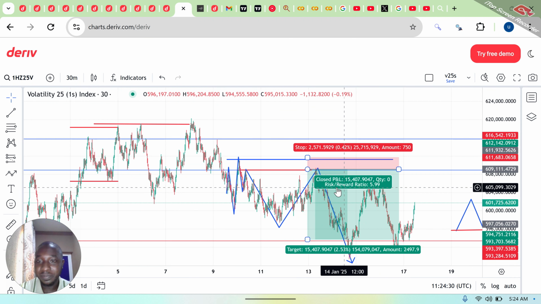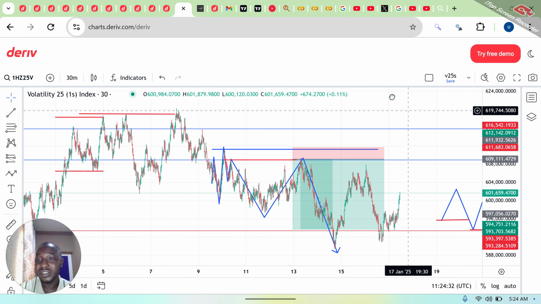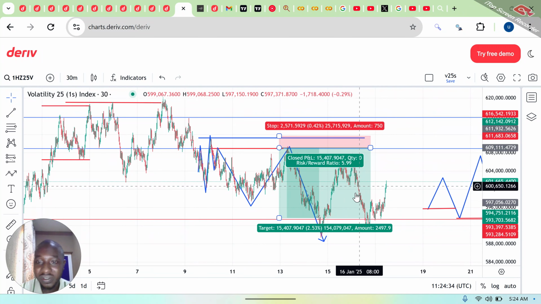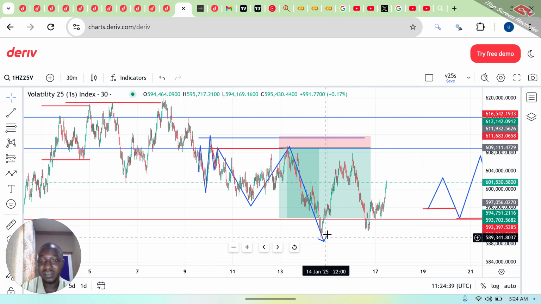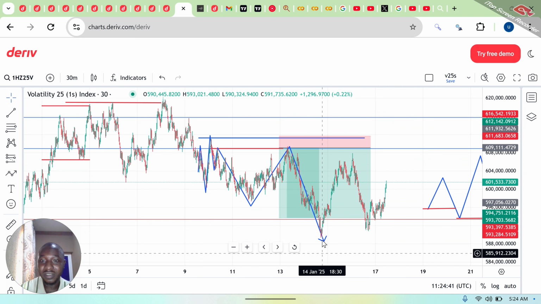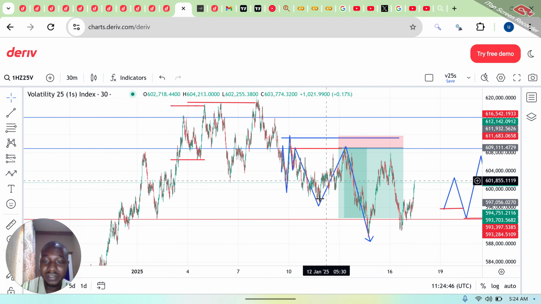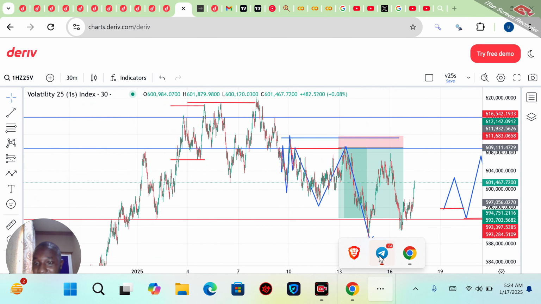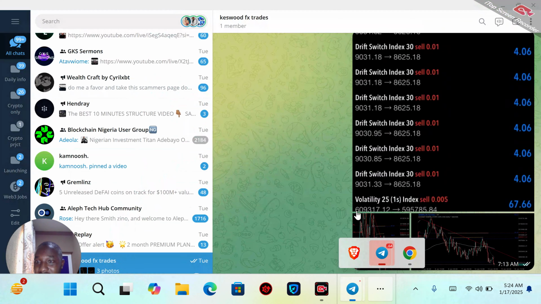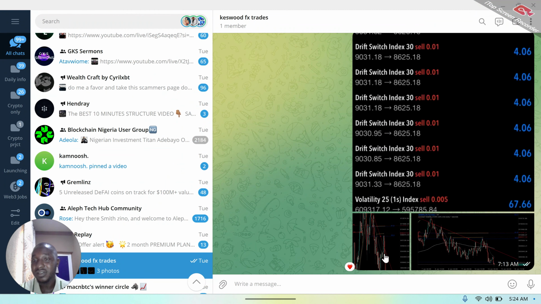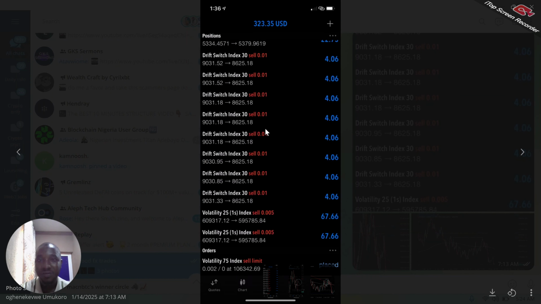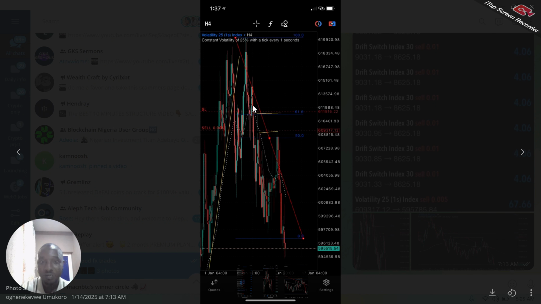So we had a one to six ratio setup. I see it. Immediately the market tapped on it, boom, we came down all the way. This was the chart result. See it. Down all the way.